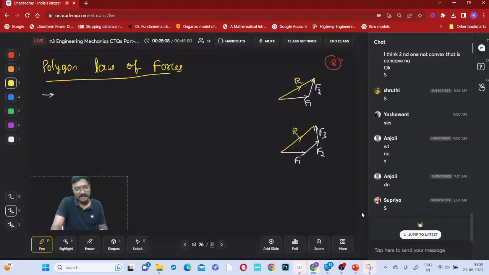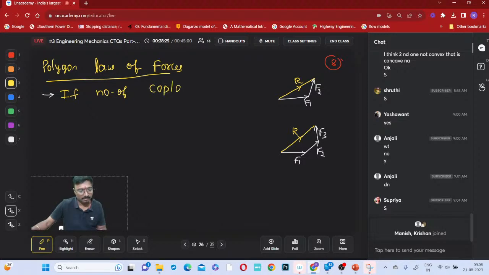Now here tell me, is it clear, everyone, the polygon law of forces? Should I write here or no need? If a number of coplanar forces are acting at a point.